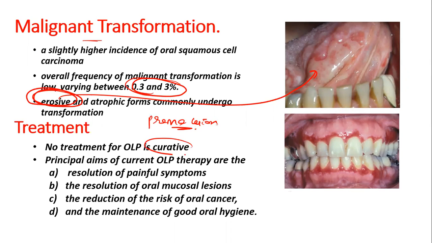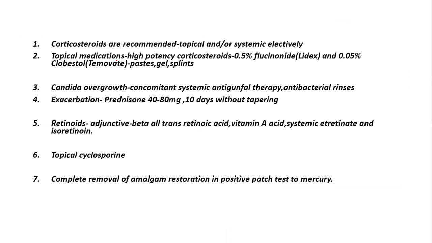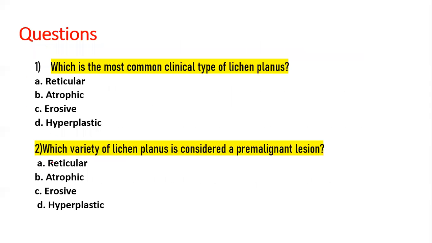The treatment, there is no cure, but the main aim of the treatment is to resolve the symptoms. The symptoms are the lesions that you see, the pain that is associated, the oral hygiene that is compromised, and the malignant transformation. The main outline of the treatment involves the use of corticosteroids, which are topical or systemic. There is antifungal therapy in case of candida lesions, adjunctive retinoid treatment, immunosuppressive treatment, and the removal of any irritating factor.